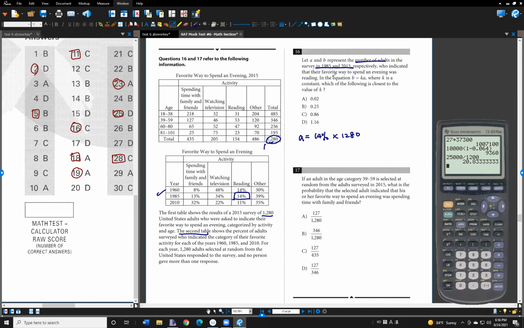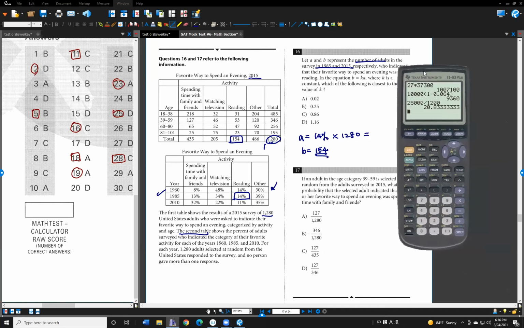For 2015, the number of adults who chose reading, this one, right? The total reading is 154. B is about 154, given as a number. The other is a percentage. That's why we need to find the numbers. Now let's find the value of A: 14% of 1280. 0.14 times 1280 equals 19. Wow, that decimal, did I get it wrong?